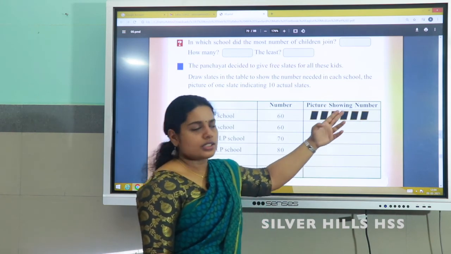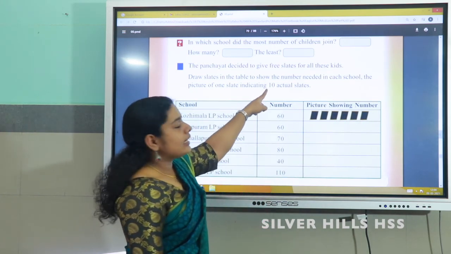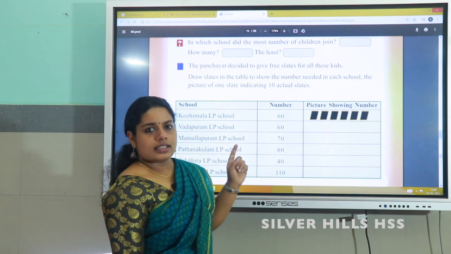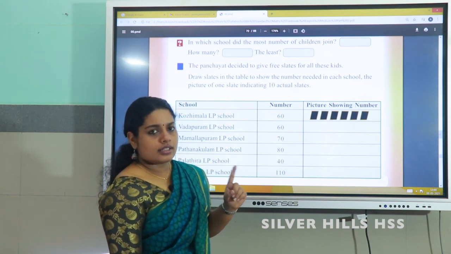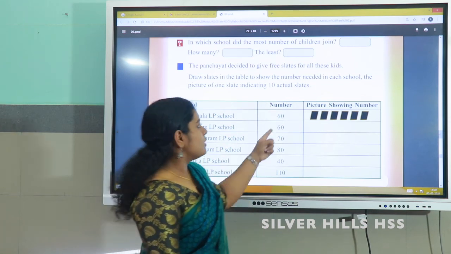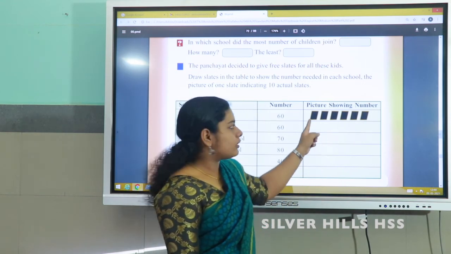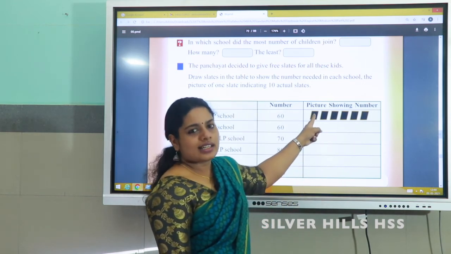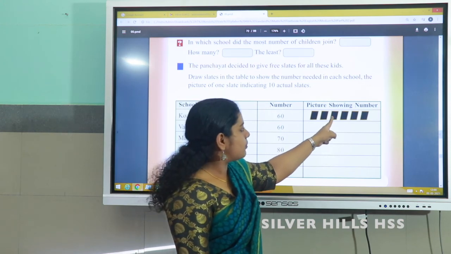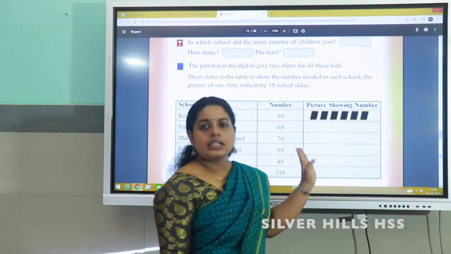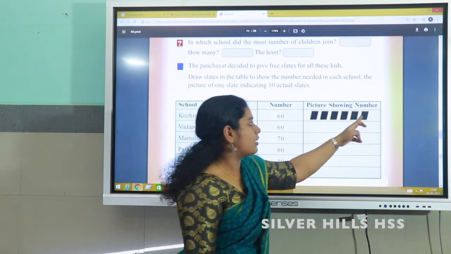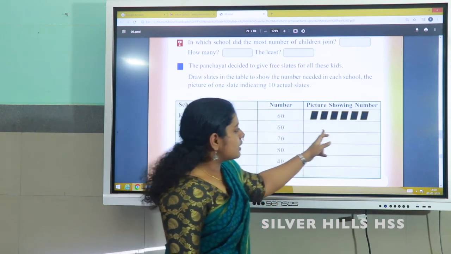What will we draw instead of that? One slate represents 10 slates. Okay. So for making it 60 we have to draw 6 slates, because each slate represents 10 slates. 10 plus 10 plus 10 plus 10 plus 10 plus 10, 60. Okay. 6 tens are here. Here also we need 6 slates.